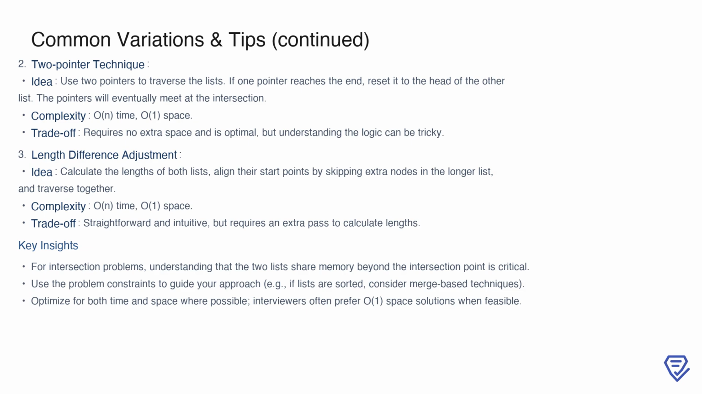Another intuitive approach is to calculate the lengths of both lists and adjust for the difference by skipping extra nodes in the longer list. Once both lists are aligned, you traverse them together to find the intersection. This method is also O(n) in time and O(1) in space, and while it's straightforward, it does require an extra pass to compute the lengths.